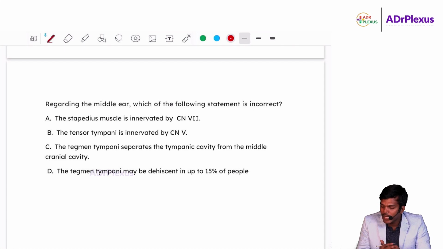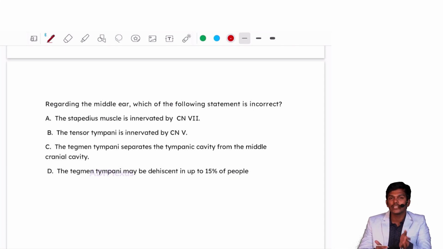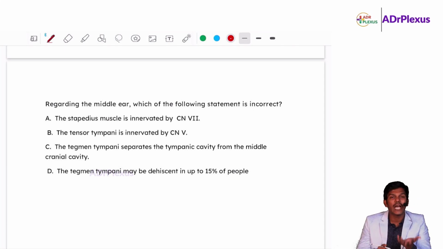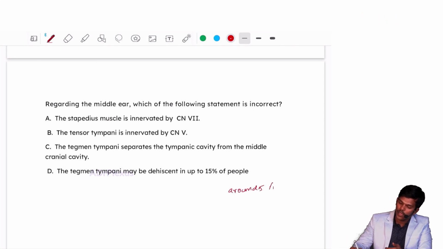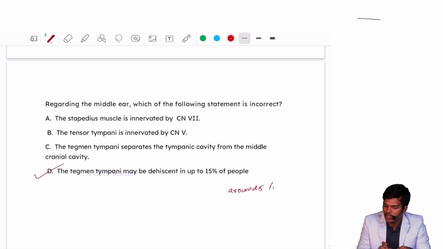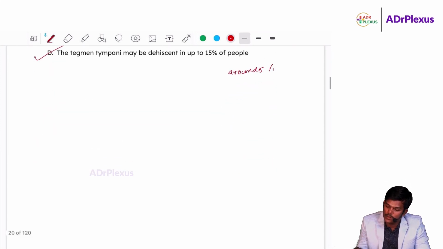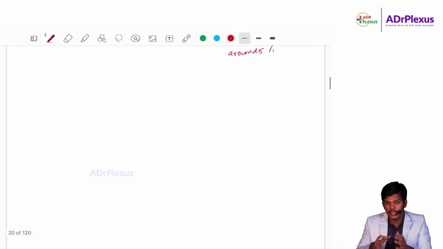Tegmen tympani separates the tympanic cavity from the middle cranial cavity. Yes, that is also correct. The tegmen tympani may be deficient in up to 15% of people. No, that is not correct. If it were deficient in 15% of people, many would have meningitis. The cranial cavity would communicate with the middle ear cavity, and it would cause a lot of problems. It is only around 5%. Okay, this is the incorrect option. So that completes the discussion part.